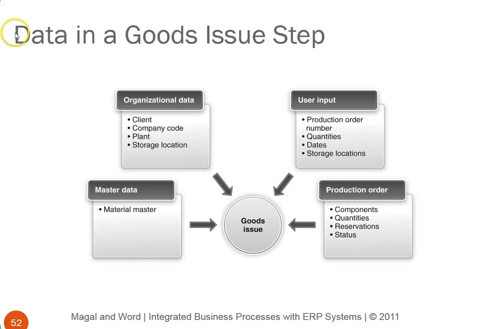The different sources of data that are feeding into the goods issue. Again, the goods issue is when you issue the raw material for the production order. So obviously the data is fed off from the production order, org level data, master data, material master, obviously since it's related to what materials you're going to be using.